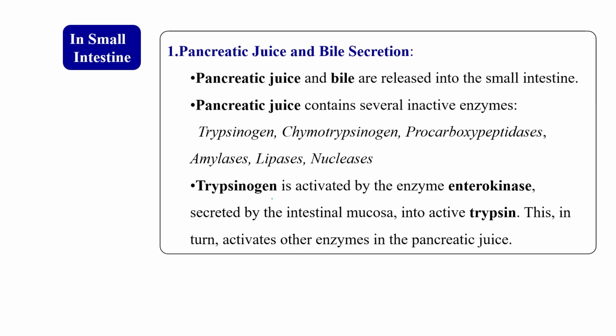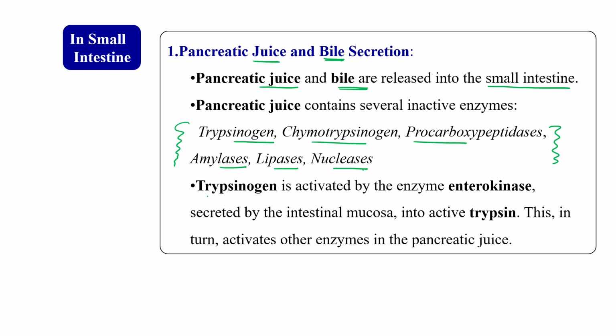After the stomach, what is the next area? That is the small intestine, where both juices, pancreatic juice and bile juice, come together and mix. Pancreatic juice and bile juice are released into the small intestine. This pancreatic juice contains inactive enzymes like trypsinogen, chymotrypsinogen, procarboxypeptidase, and also amylase, lipase, and nucleases. These enzymes are all present in the pancreatic juice.